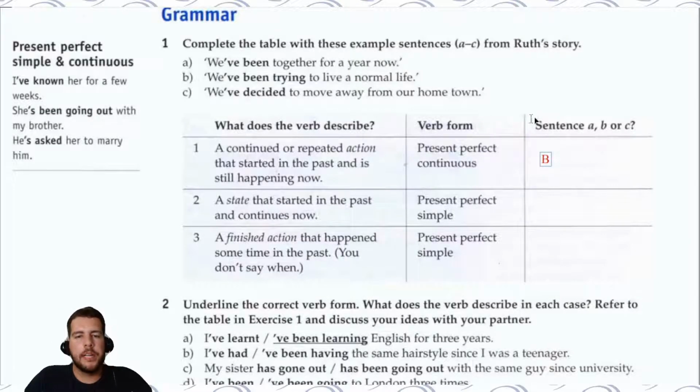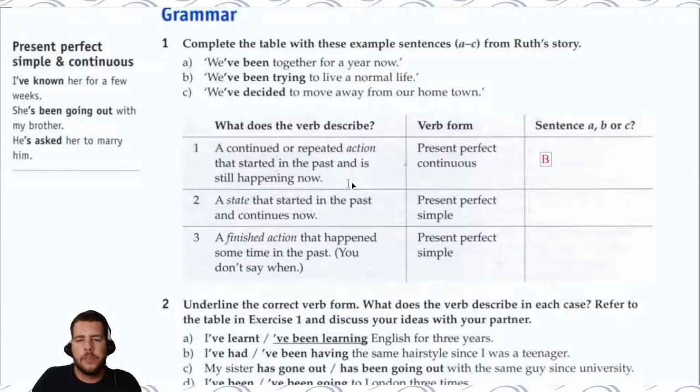Okay, so let's read. The present perfect continuous can be used to describe a continued or repeated action that started in the past and is still happening now. So when I say we've been trying to live a normal life, this started in the past and now we are still trying to live a normal life. Started in the past and has been happening until the present.